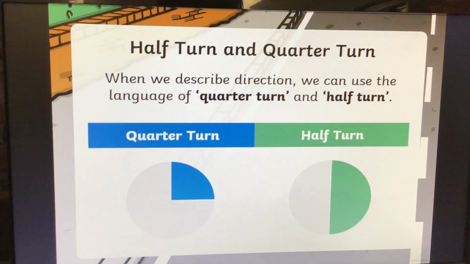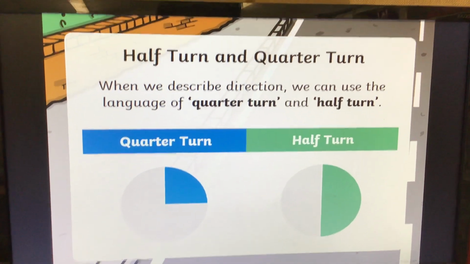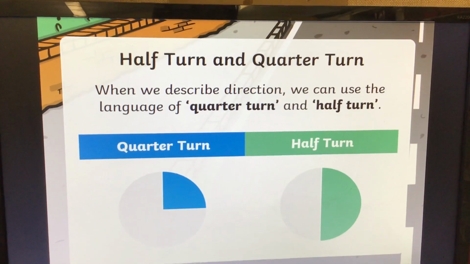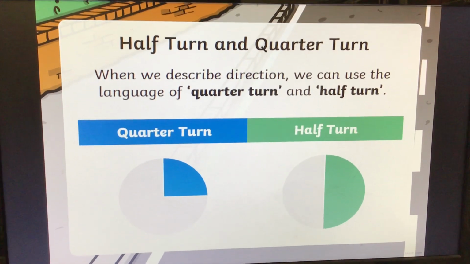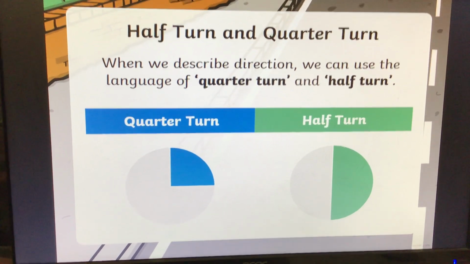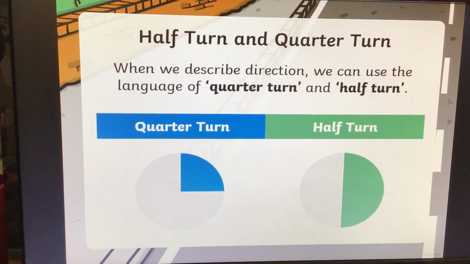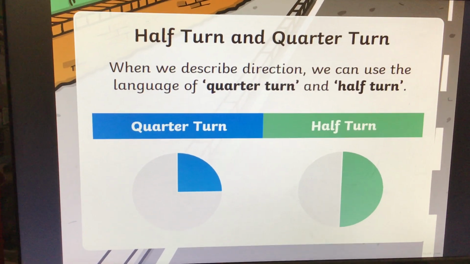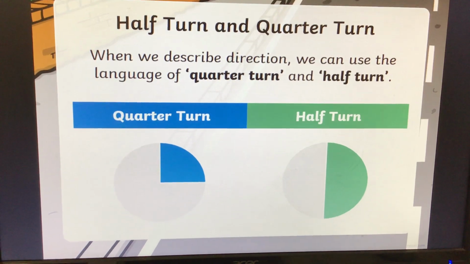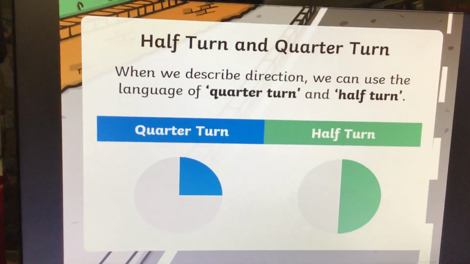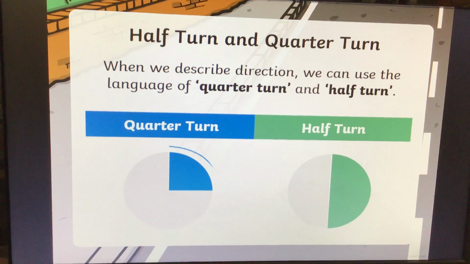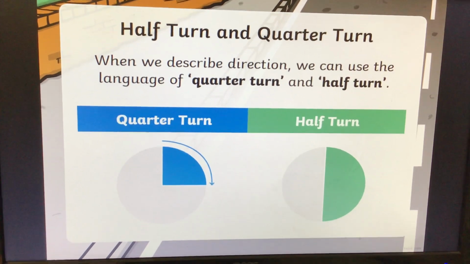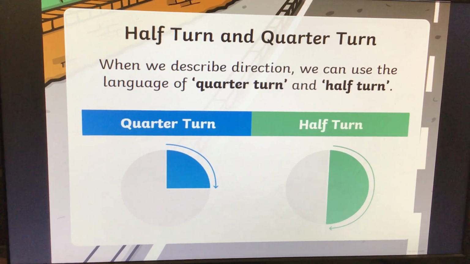Okay, so let's have a think about that half turn and quarter turn. When we describe direction, we can use the language of quarter turn and half turn. You can see the quarter turn there and the half turn in green. There's the quarter and there's the half.